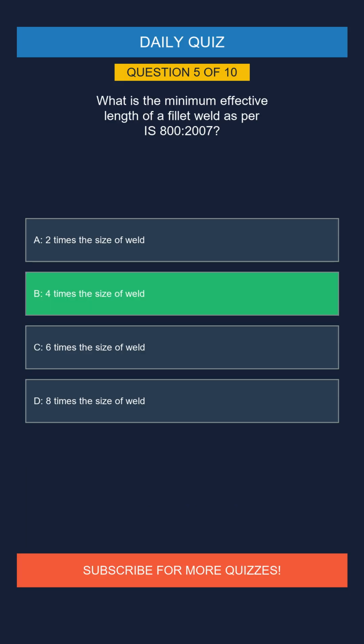Time is up. The correct answer is option B, 4 times the size of weld.